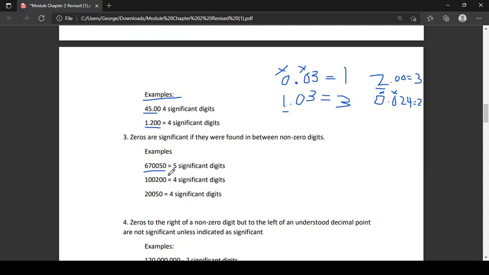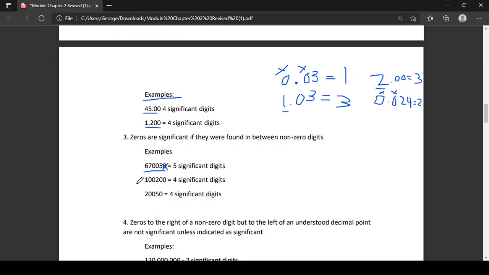670,050. Ilang significant digits? 5. Isa lang ang hindi significant digit. Kaya ang dalawang zero, these are considered significant, kasi napatungan sila ng significant digits.